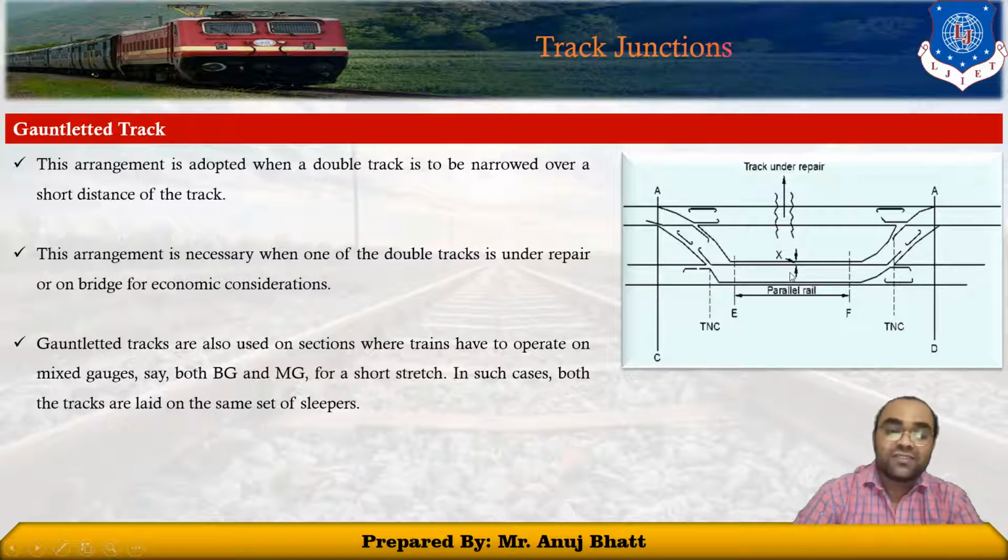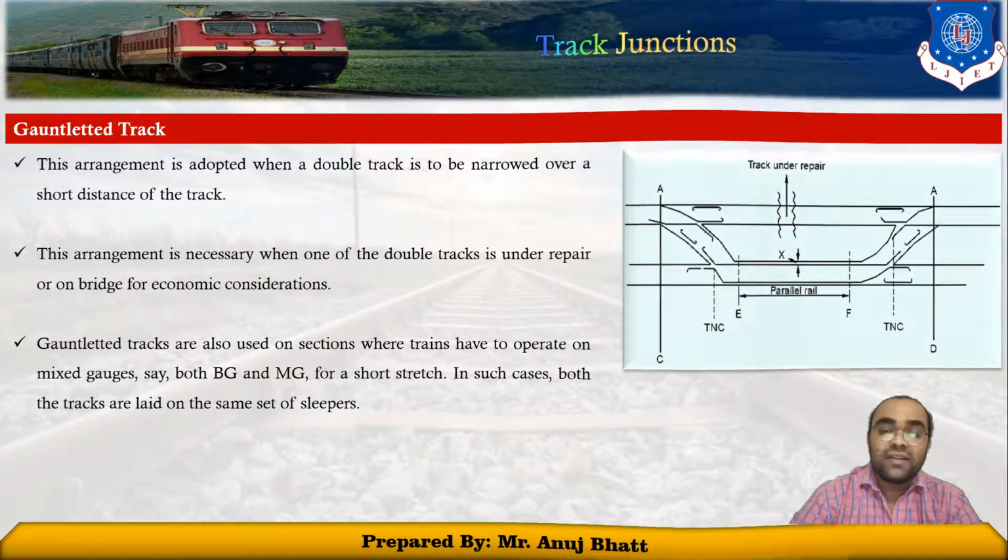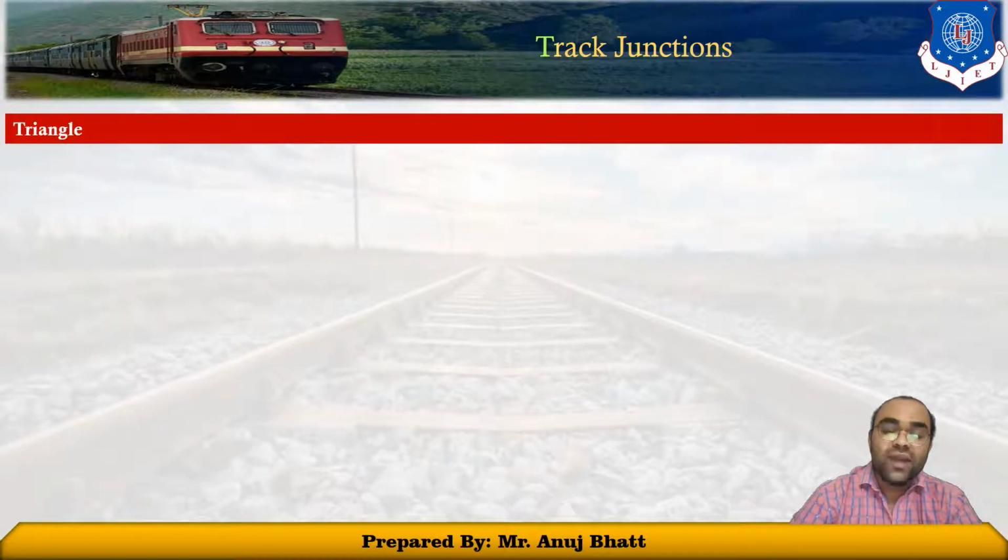This arrangement is necessary when one of the double track is under repair, or any kind of bridge is under construction. This type of track is also used on the sections where the trains have to operate on mixed gauges, say the broad gauge and the meter gauge, for a very short stretch. In such cases, both the tracks are laid on the same set of sleepers. Clear?